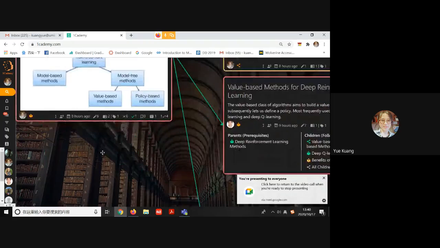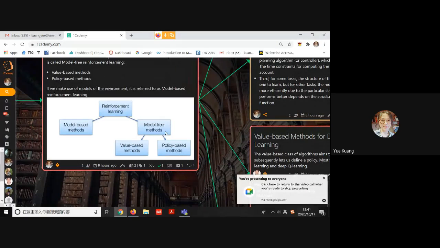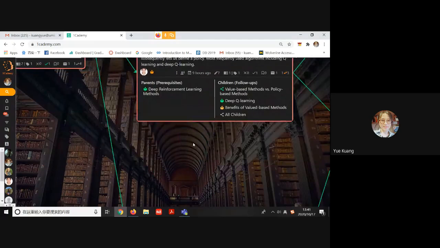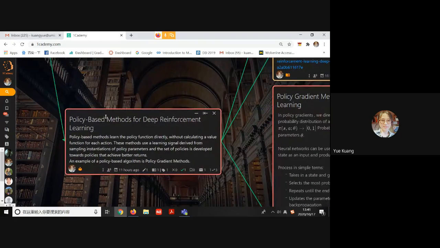So just a quick recap. I will introduce the second model-free method, which is the policy-based method. Policy-based methods learn the policy function directly without calculating a value function for each action. These methods use a learning signal derived from sampling instantiations of policy parameters, and a set of policies is developed towards policies that achieve better returns. An example of a policy-based algorithm is the policy gradient method.